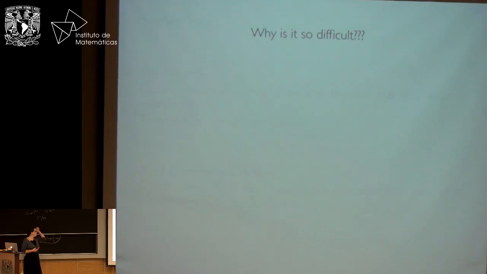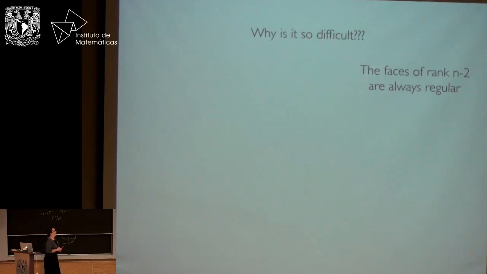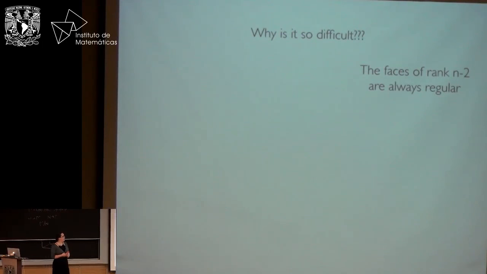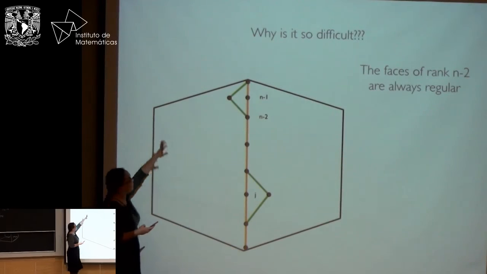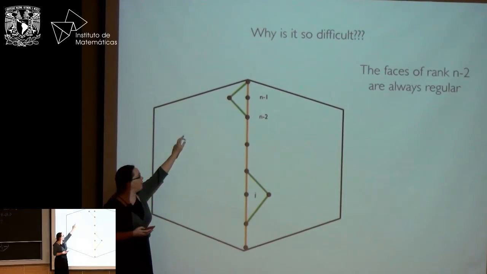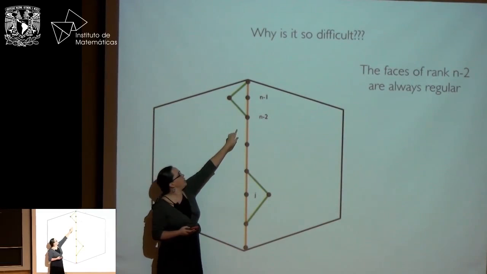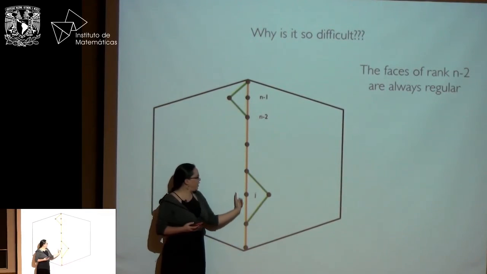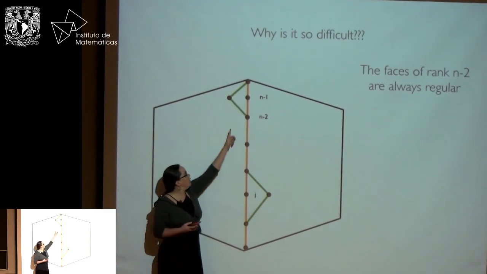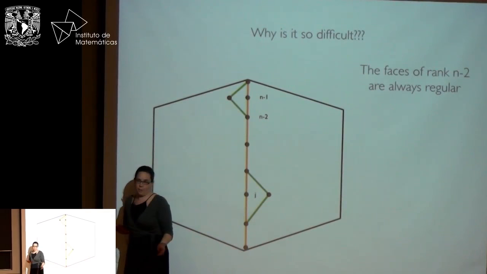So the question here, or one of the questions, is why is this so difficult? And one of the answers is that the faces of rank N minus 2 are always regular. So if I have here a poset, this is my polytope, and I'm assuming that this is chiral, I have a flag here in orange. And then if I change to the adjacent N minus 1 adjacent, that's in a different orbit. But if I change here back, then this is in the same orbit. So the orange one and the green, orange, green, orange, they are in the same orbit.